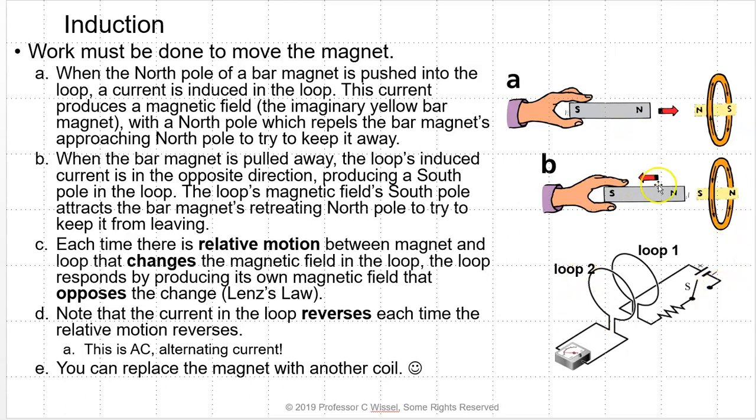Now, you don't need a magnet. You can use another loop because remember, a loop will create its own magnetic field. You just have to make the magnetic field change. So in other words, if we make the magnetic field from this loop change, it'll induce an opposing EMF in this second loop. And you can do that by just opening and closing the switch.